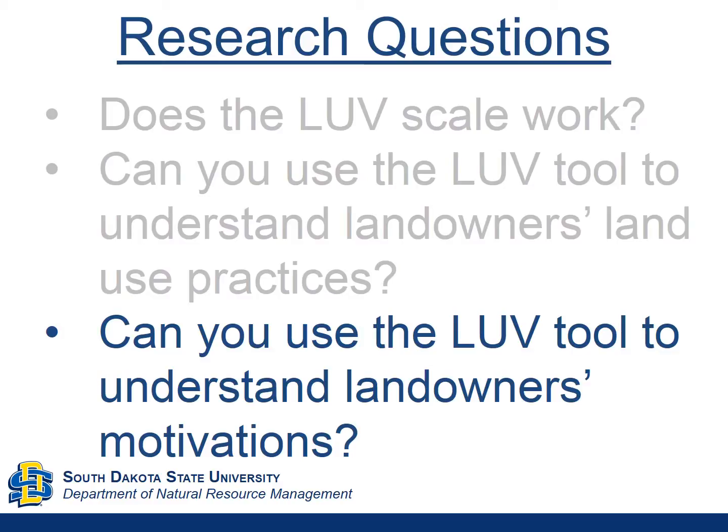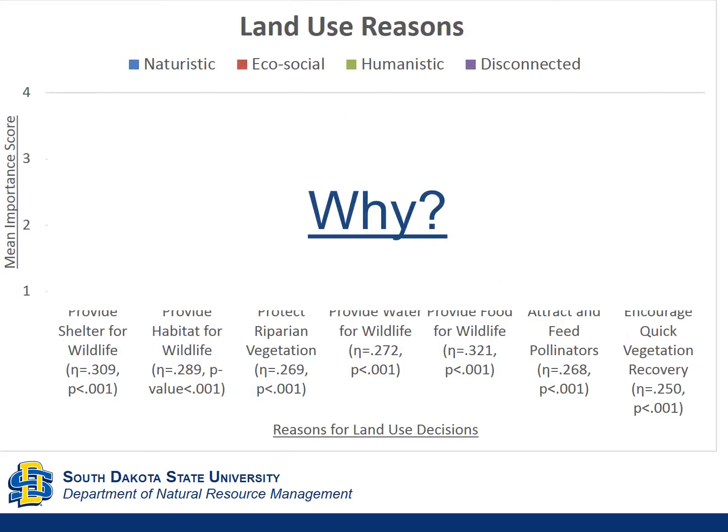You can certainly talk about what people do, but you're going to have a much better conversation if you can talk about why they do those things. We gave landowners a bunch of reasons why they might choose the land use practices they use and asked them to rate the importance of each reason on the same 1 to 4 scale as before, 1 being not important and 4 being very important. We then looked for relationships between their responses and their land use value type.